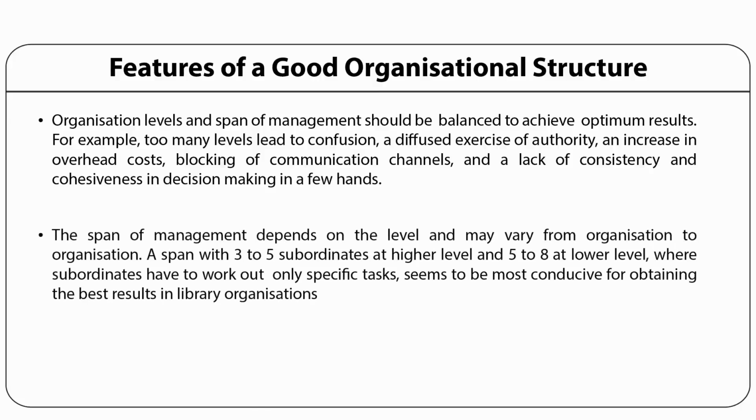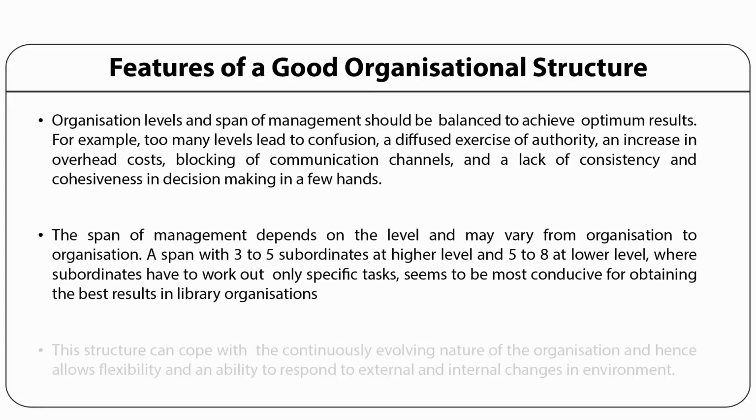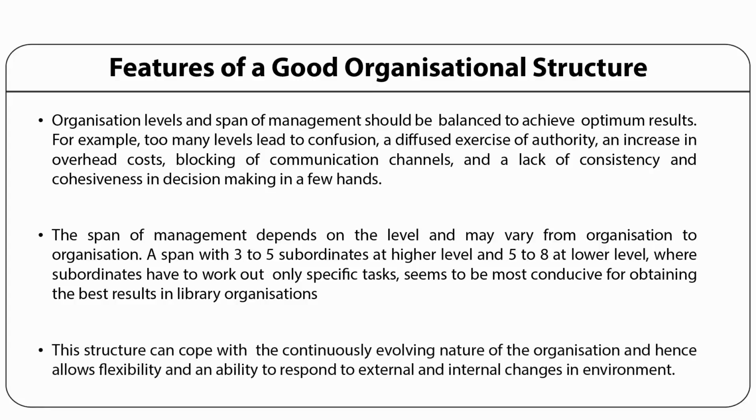The span of management depends on the level and may vary from organization to organization. A span with, say, 3 to 5 subordinates at higher level and 5 to 8 at lower level, where subordinates have to work out only specific tasks, seems to be most conducive for obtaining the best results in library organization. This structure can cope with the continuously evolving nature of the organization and hence allows flexibility and ability to respond to external and internal changes in the environment.